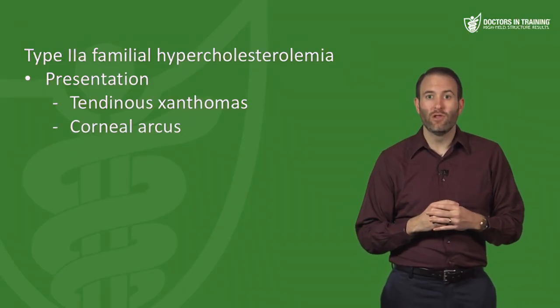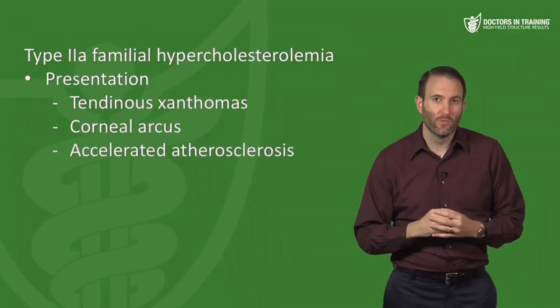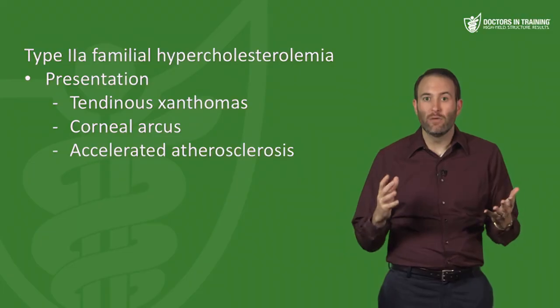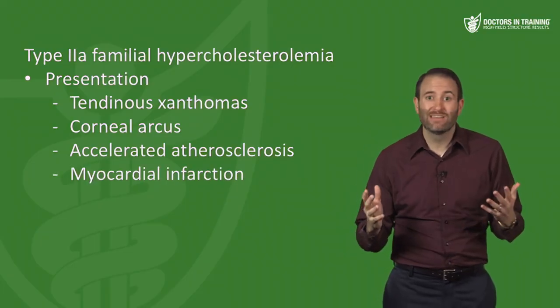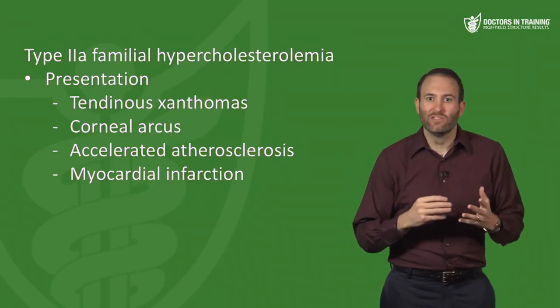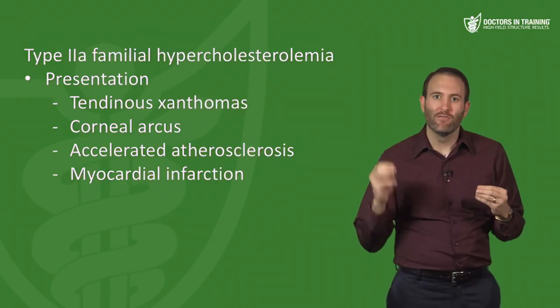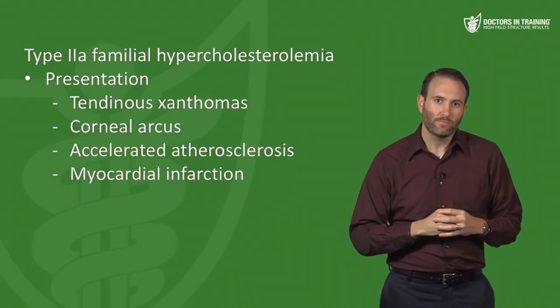And finally, an important note here is that this condition causes accelerated atherosclerosis. Individuals with double dominant mutations can even have heart attacks as early as their 20s. So if you see a young, otherwise healthy person presenting with an acute MI, I want you to immediately think about type 2A familial hypercholesterolemia.